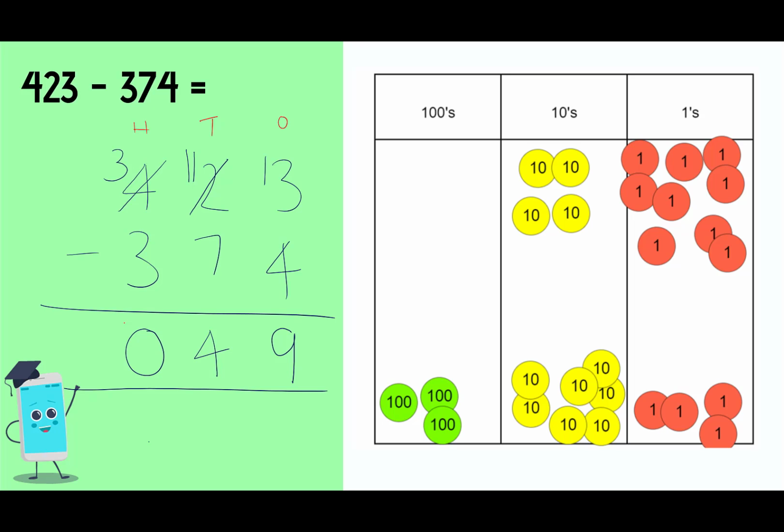Either way, my number is 49, and you can see how that matches with our place value counter calculation on the right hand side.